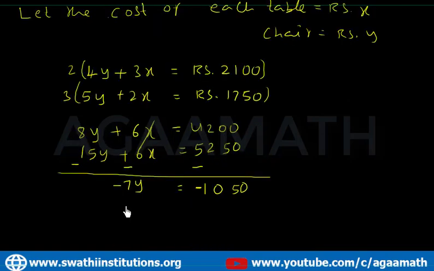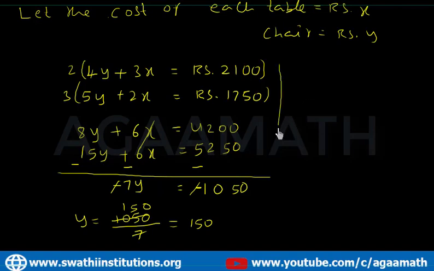Now the minus on both sides gets cancelled, so y equals 1050 divided by 7, which is 150. So what is the y value? That is 150. It means Y is the cost of a chair, which is rupees 150.